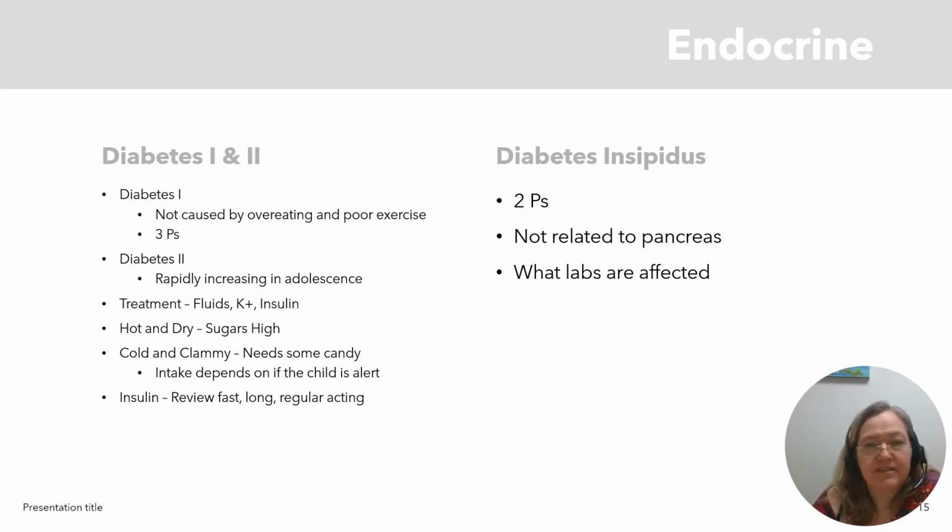Diabetes insipidus: the thing that students always forget and miss is that it's only 2 of the 3 Ps. So polyuria, polydipsia, there's really not any polyphagia related to diabetes insipidus. And then talk about recognition, labs, diagnostics, patient teachings are important for that disease process as well.